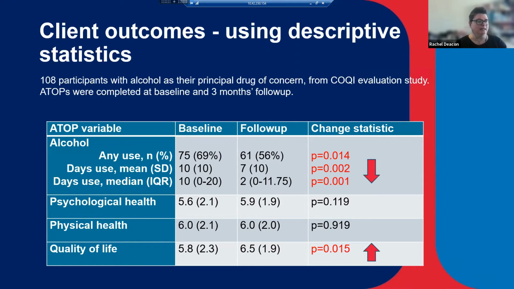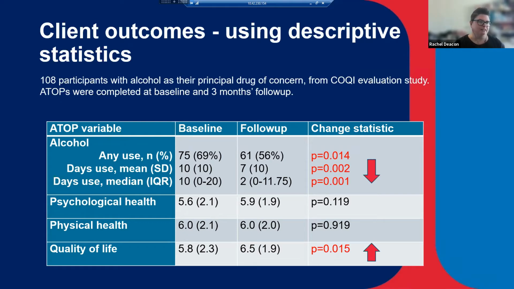Looking at the group changes over time, there is a statistically significant decrease in alcohol use within this group. And there was also a statistically significant increase in the quality of life. But this approach doesn't say anything about how many people decreased their use or increased their use, or whether their psychological health decreased. Only the overall group results are portrayed here.